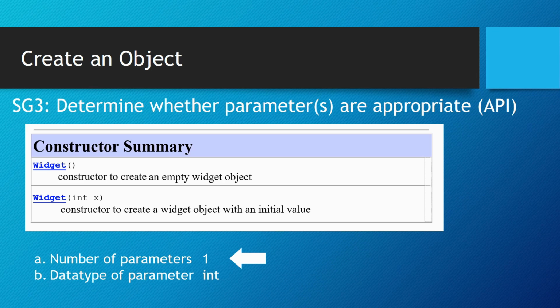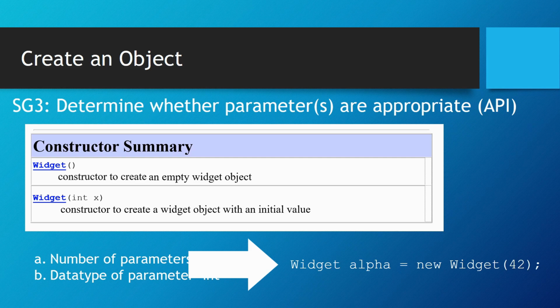The number of parameters is 1 because there is one pair of words between the parentheses, and the data type of that parameter is int. So our final answer is widget alpha is assigned the value new widget and 42.